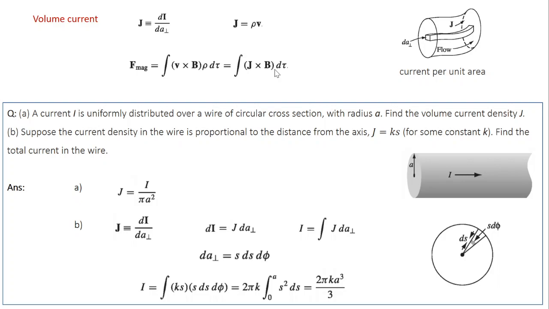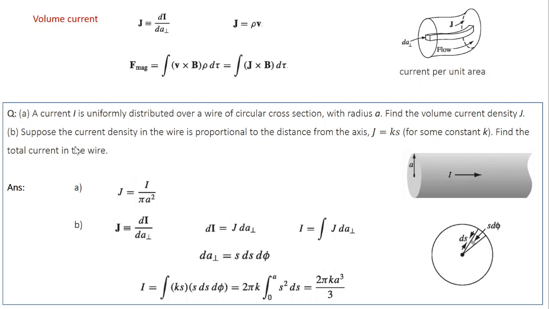So if you compare charge densities and current densities, you will notice that the volume charge density is nothing but charge divided by volume. On the other hand, volume current density is current divided by area. Similarly, coming to the surface definition, surface charge density is charge divided by area. On the other hand, surface current density is current divided by length. So you should remember the difference between these two densities.